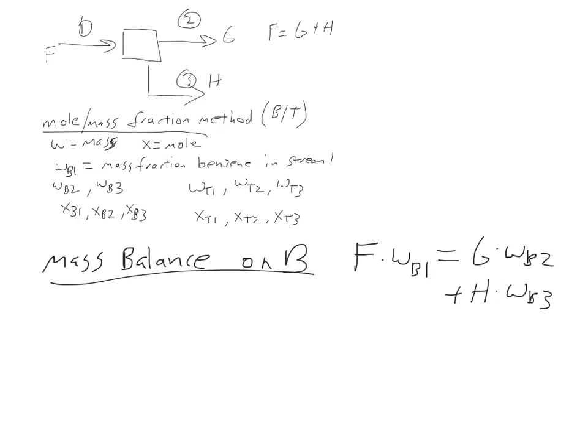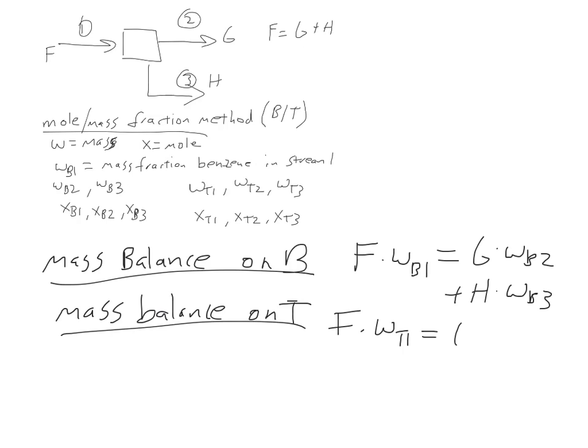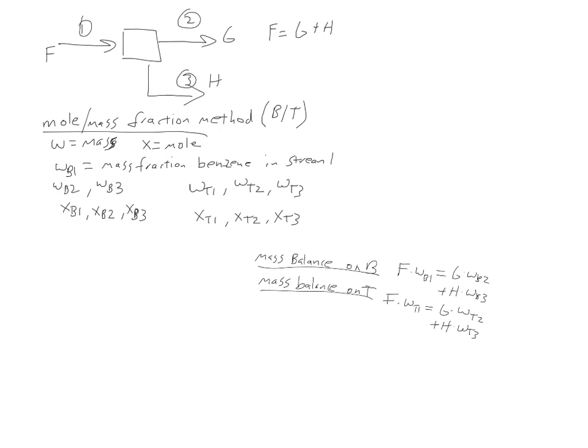We can write out similar equations for toluene. And you may have already guessed it, F times WT1 is equal to G times WT2 plus H times WT3. And there we have it. We have mass balances on benzene and toluene. And if some of these were unknown, we could use these algebraic expressions to go ahead and solve for them. Let me just shrink this down.